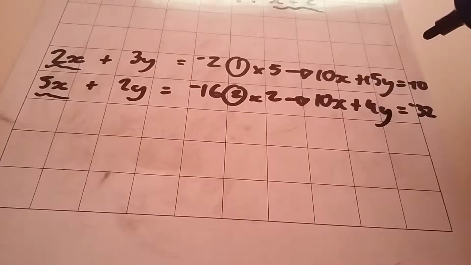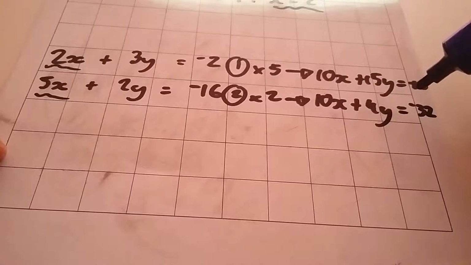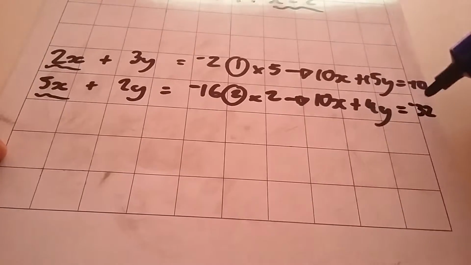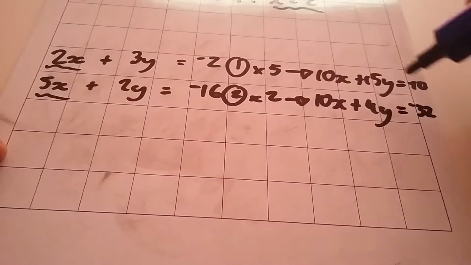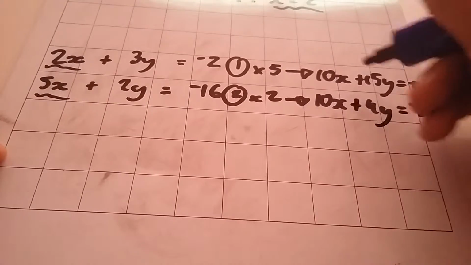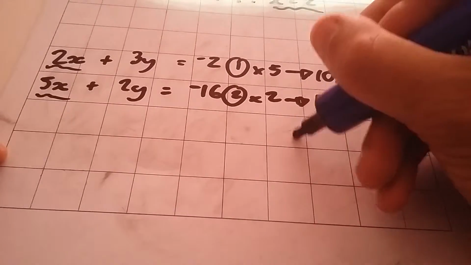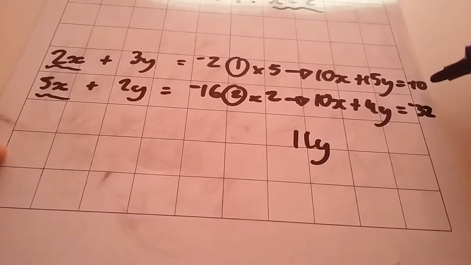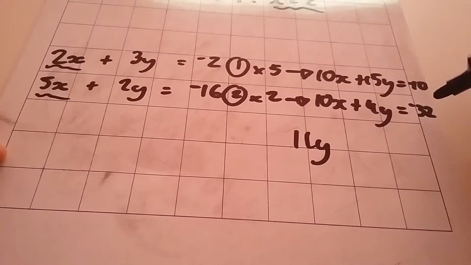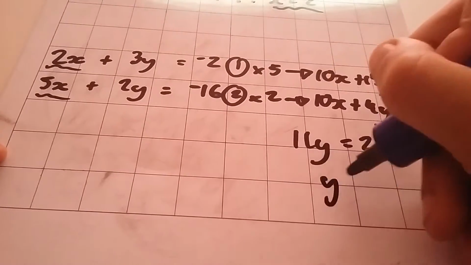Right. So now I'm in a position to take one equation away from the other. This has got more y's on it, so I'm going to take the second equation away from the first one. So I've got 0x, 15y minus 4y is 11y. Negative 10 minus negative 32 is essentially negative 10 plus 32, which is 22.